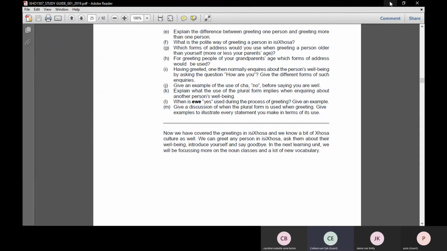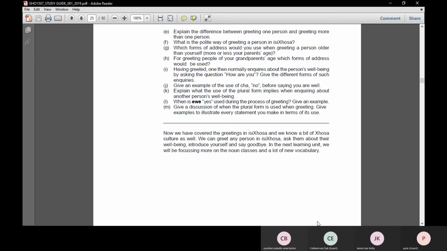Okay. So after G, we are doing H. For greeting people of your grandparents' age, what form of address would be used? You would use makulu or tamkulu, even if they are not your mother's parents or your father's parents. You would still have to use makulu. Is that to show respect? That's to show respect, to be polite.